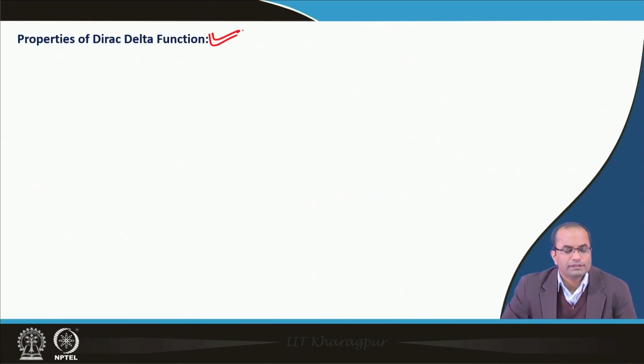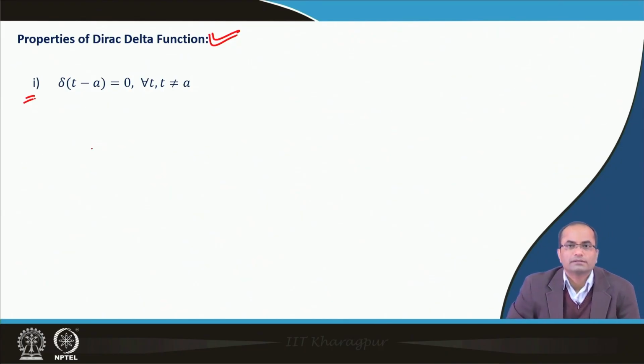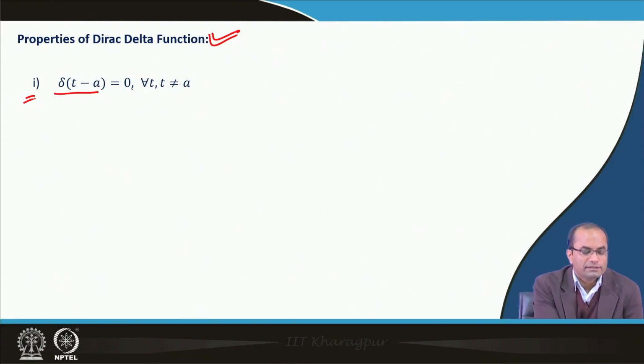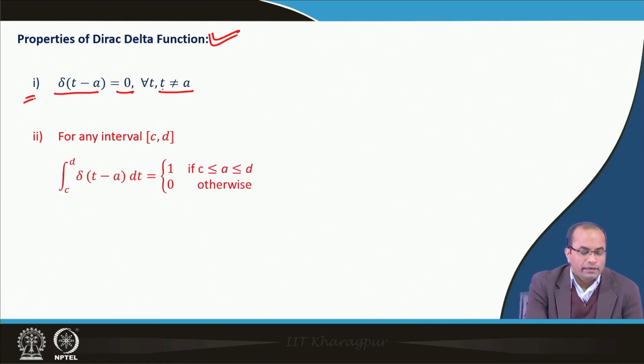There are some interesting properties of this Dirac delta function, and we will go through them, and then we will look at an alternative way of getting this Laplace transform of the Dirac delta function through these properties. The first property, which is sometimes treated as the definition of this Dirac delta function, says delta t minus a equals 0 whenever t is not equal to a. So, whenever we are at a point t which is not equal to a, this is defined as 0.